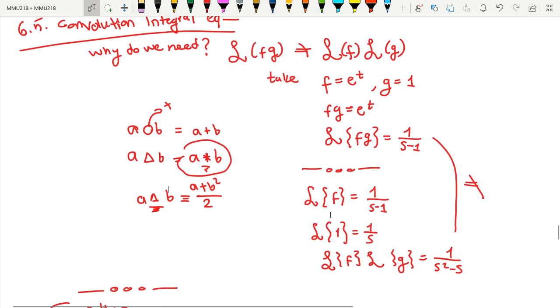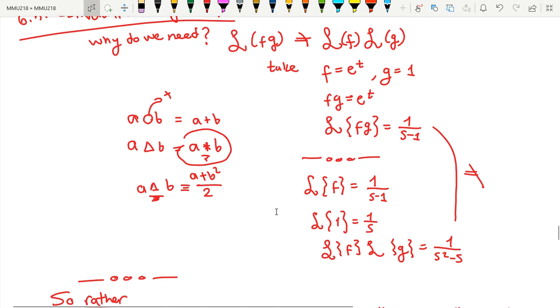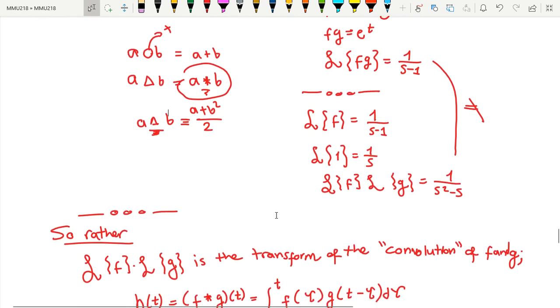Now, if you look at Laplace of f, it's also 1 over s minus 1. But Laplace of 1 is going to be 1 over s. So the multiplication of the individual Laplaces will lead to 1 over s squared minus s. And it's not obviously equal to 1 over s minus 1. So multiplication is rather a problem.